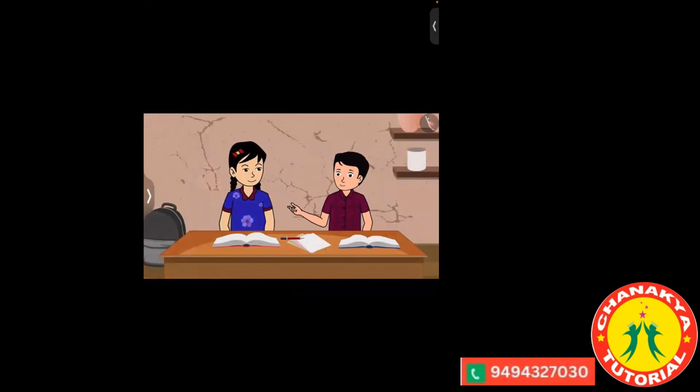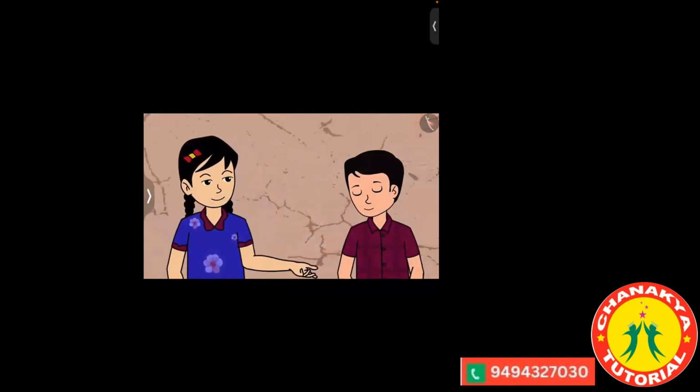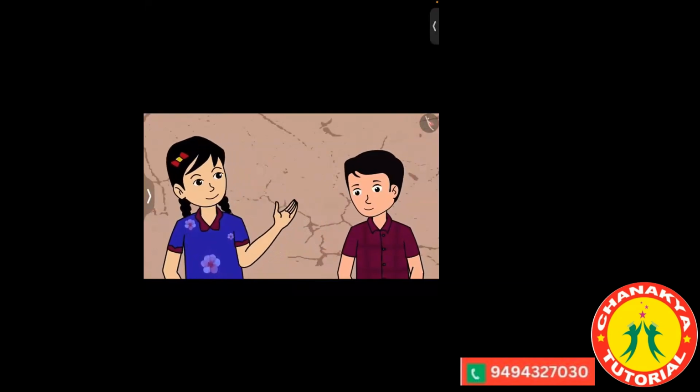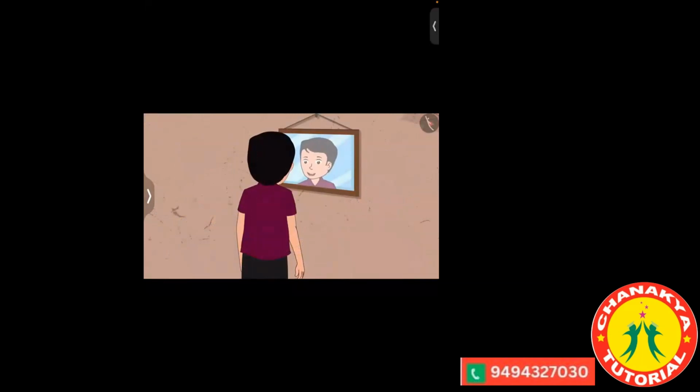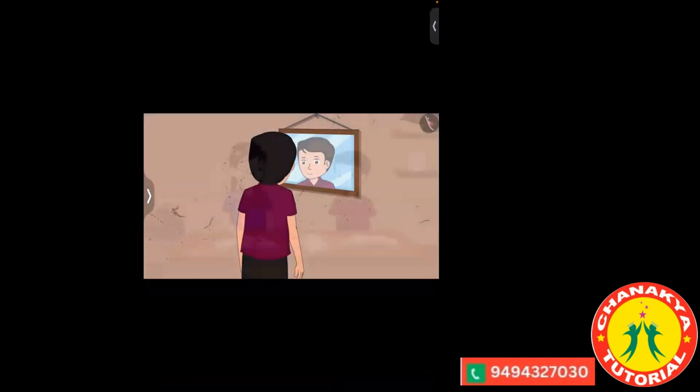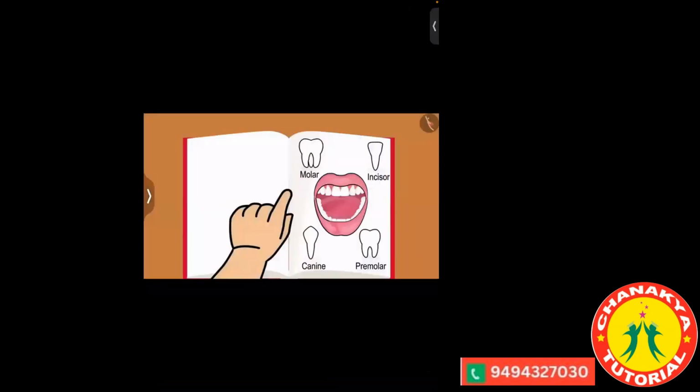Didi, there are 36 teeth in our mouth which help us to bite food into smaller pieces. You are right, Sonu. We have different types of teeth which have different functions. Yes, look Didi, at the front teeth, and at the back we have two jaws. The first one is the upper jaw, and the down one is the lower jaw. In the upper jaw there are 18 teeth, whereas in the lower jaw we also have 18 teeth. Teeth have different shapes. Yes, Sonu. Look at this picture that I have made showing different types of teeth.